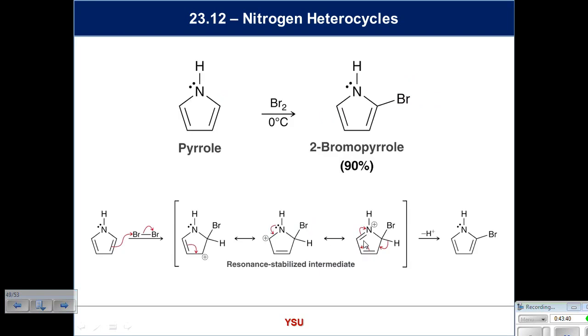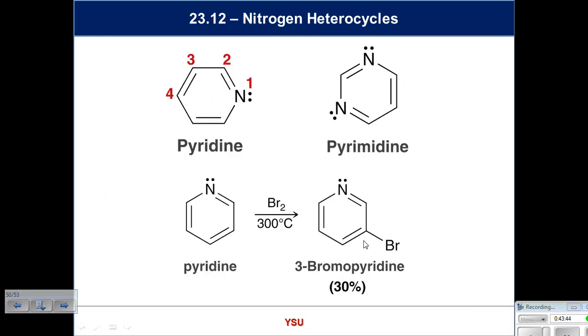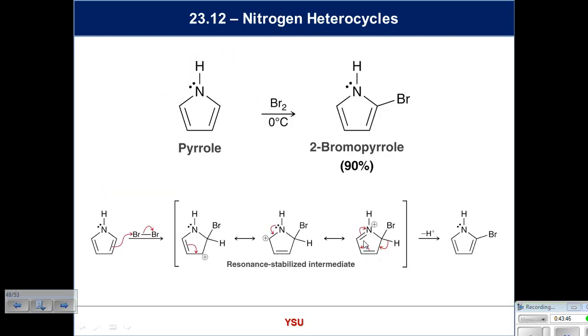Well, heterocycles are interesting. I'm going to mention this, and I'll get through this now. Look at this. Pyrrole is very much like benzene. And if you react benzene with bromine, Br2, it needs a catalyst. Pyrrole does not need a catalyst, but benzene does. What does that tell you about pyrrole in terms of its nucleophilicity? It's more nucleophilic.